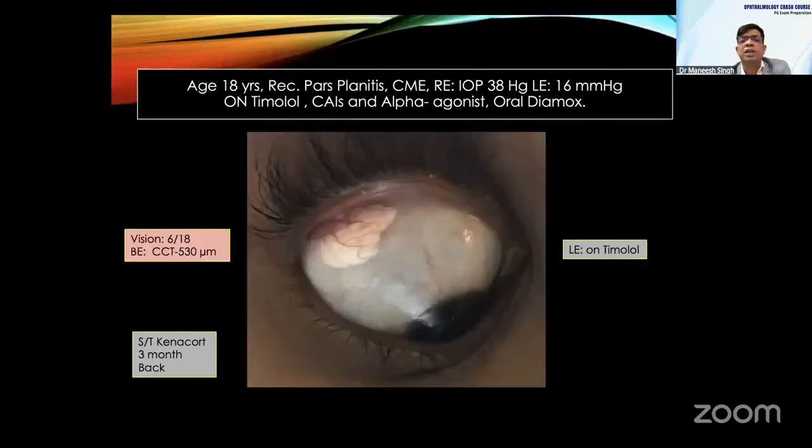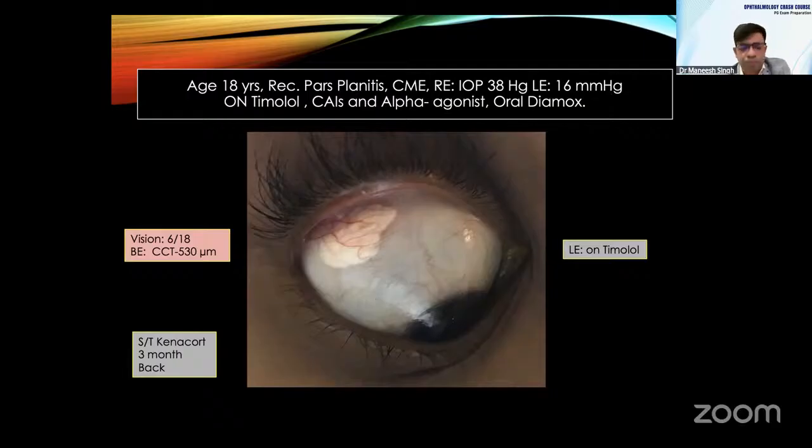Before I end, I'd like to share a very interesting case which presented to us a few years back. This was a young lady, 18 years old, with recurrent pars planitis and cystoid macular edema. She was treated with oral steroid and topical steroid, and she was also given a subtenon steroid elsewhere, and the patient had uncontrolled intraocular pressure.